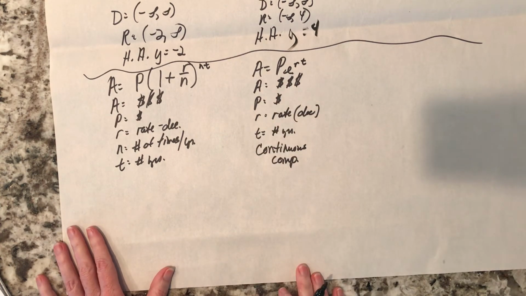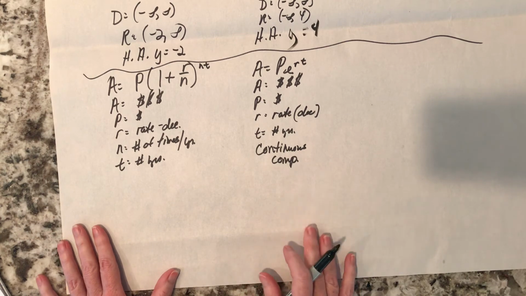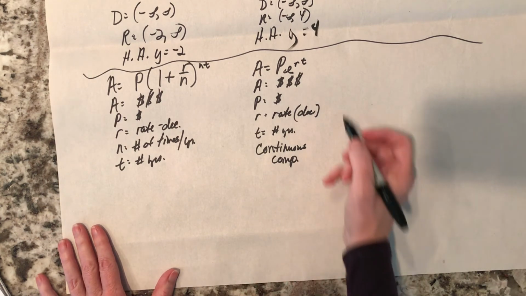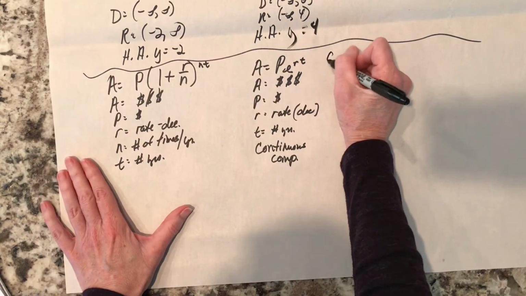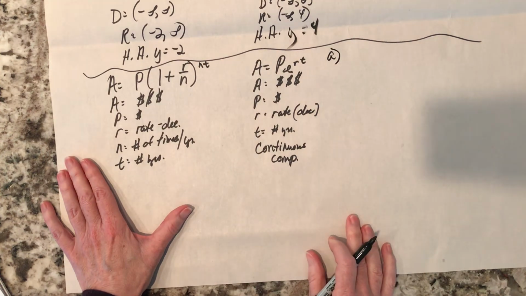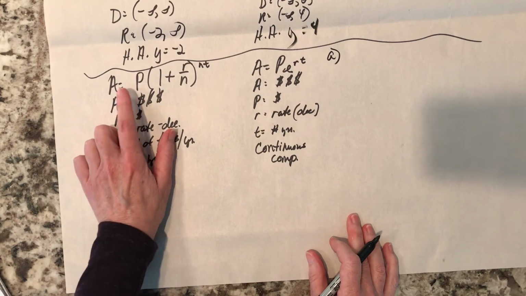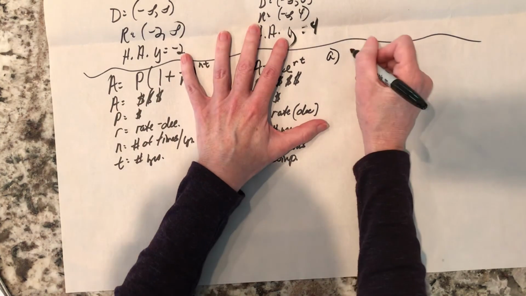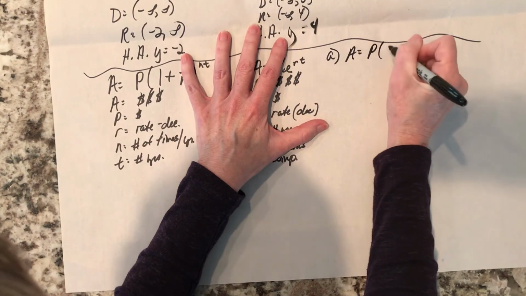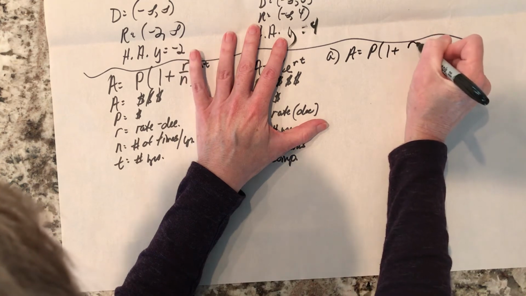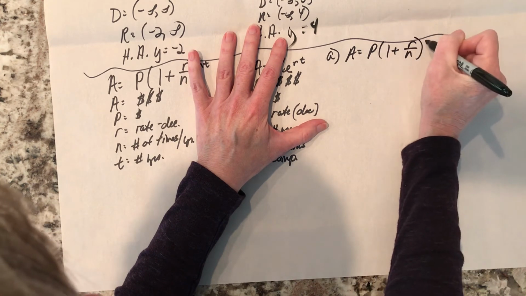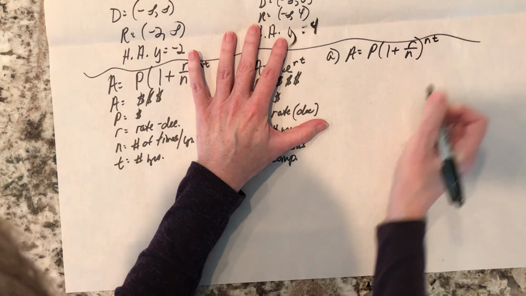So let's look at the 3 choices that we have. I think I can fit them in here. We'll see. I want you to be able to see this. A is compounded annually. So if it's being compounded a certain number of times a year, we're using this formula. So A equals P (1 plus rate divided by the number of times per year) to the NT.